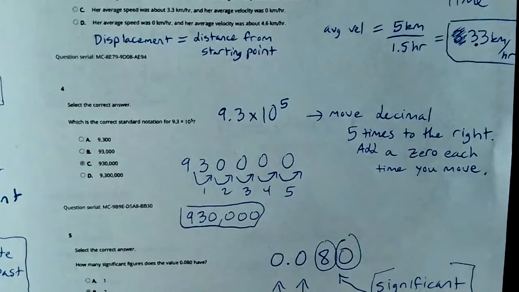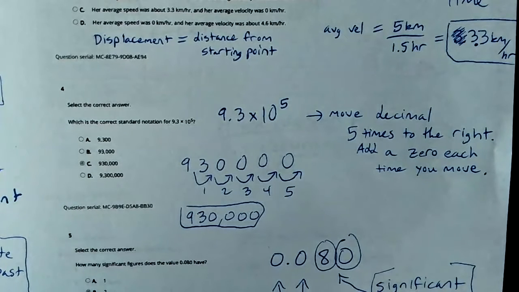All right, the next couple are about standard notation. This is sort of a scientific etiquette, the most proper way to write certain numbers, especially if there are a lot of zeros after the number. This can be an easier way to write the number, but you have to know what these mean, okay?